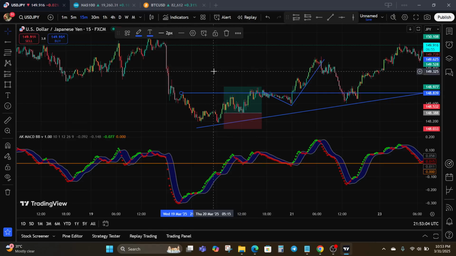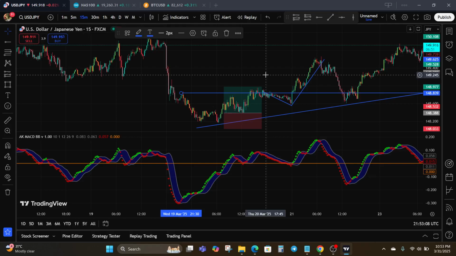Okay, you can use it across all time frames, and it is ideal for scalpers, day traders, swing traders, and even position traders. Whether you are a short-term trader or a long-term trader, you can use this indicator.